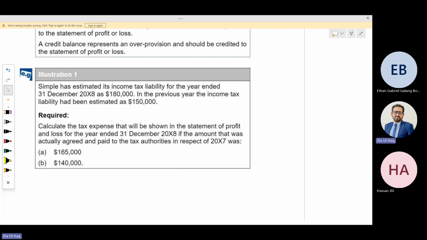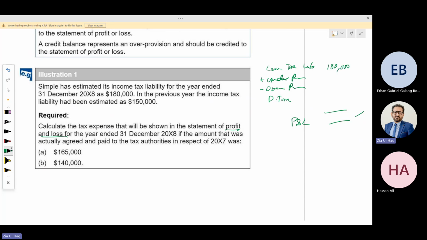Calculate the tax expense that will be shown in the statement of profit or loss for the year ended 31st December 20x8. How to calculate this? Current tax liability plus under provision minus over provision, and adjust deferred tax: increase, added; decrease, deducted. We can calculate the P&L figure, which is the figure they want. So it is the current year liability, that is 180,000, given in the question.